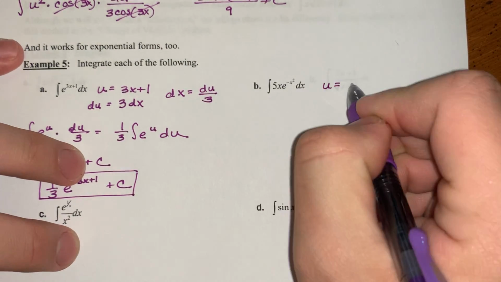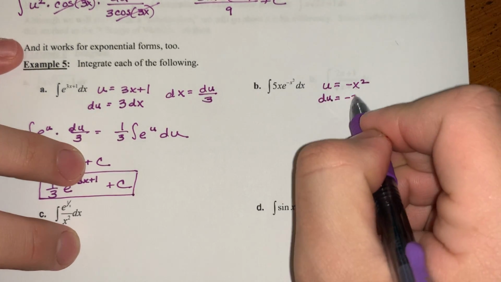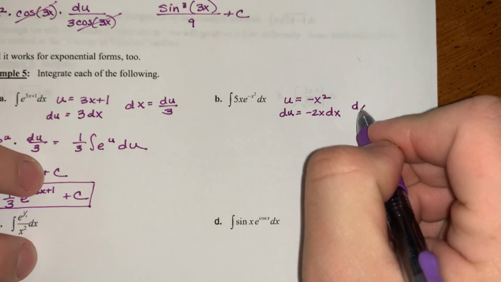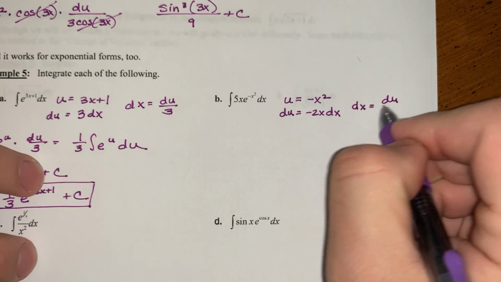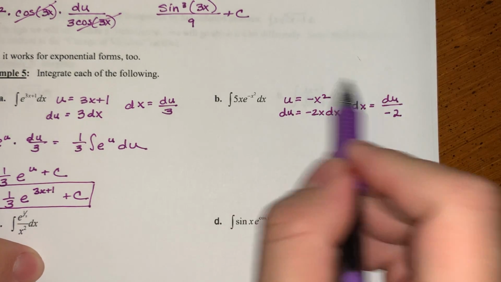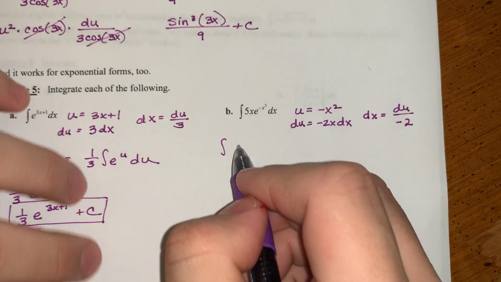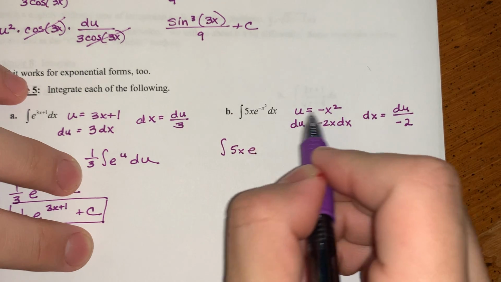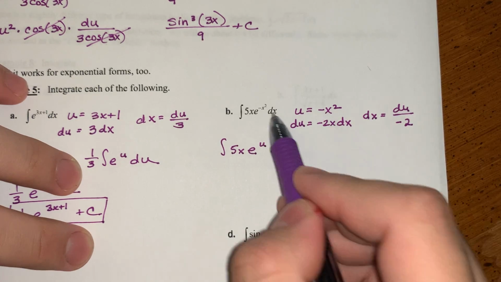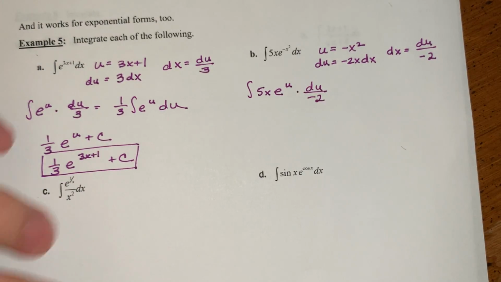We have u is equal to negative x squared, du would be equal to negative 2x dx, right? I'll get dx by itself over here on this side. I have dx is equal to du over negative 2x, right? Now that I did all this work over here, I'm going to do all of my substitutions back into the original. So I have the integral of 5x e, and then negative x squared is now our u, times dx, right? But dx now is du over negative 2x.